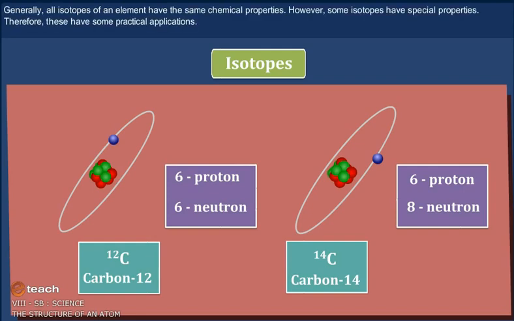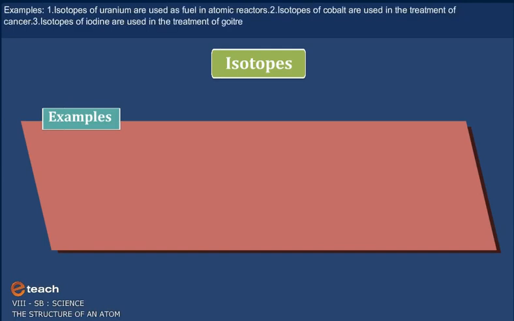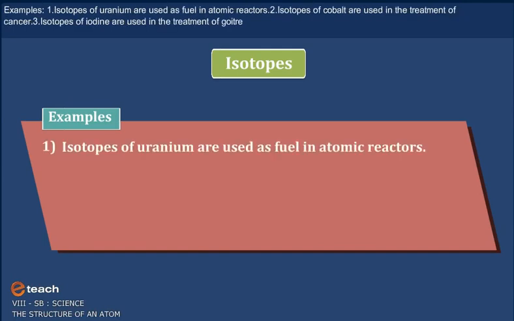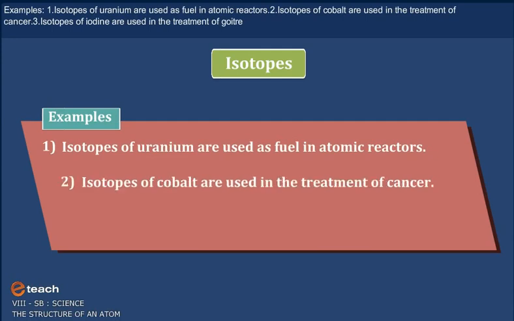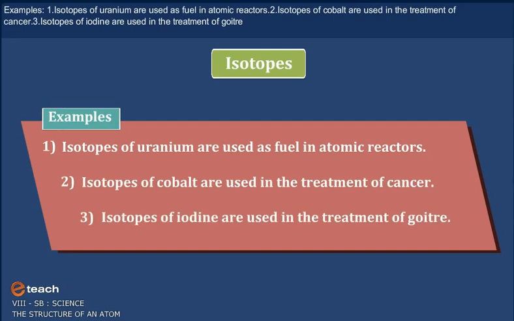Generally, all isotopes of an element have the same chemical properties. However, some isotopes have special properties. Therefore, these have some practical applications. Examples: isotopes of uranium are used as fuel in atomic reactors. Isotopes of cobalt are used in the treatment of cancer. Isotopes of iodine are used in the treatment of goiter.